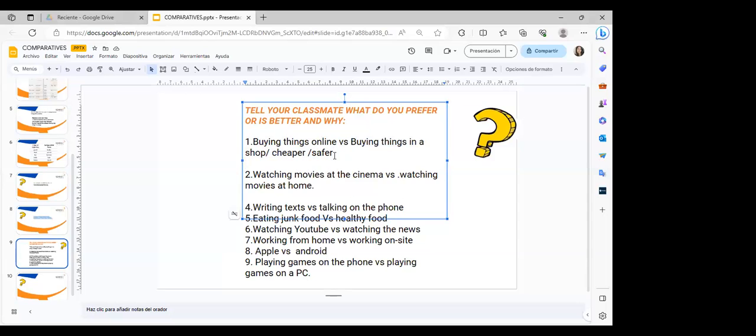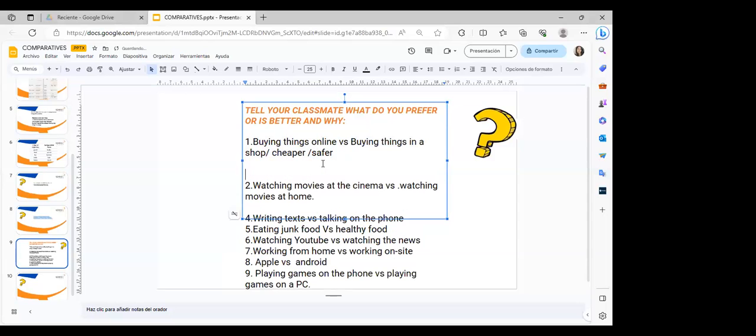Let's see, Diana, and tell us why. I prefer buying things in the shop because I think it's cheaper. Okay, it's cheaper. What else? And safer. Only safer. Yes, safer. Exactly. More safer? No.